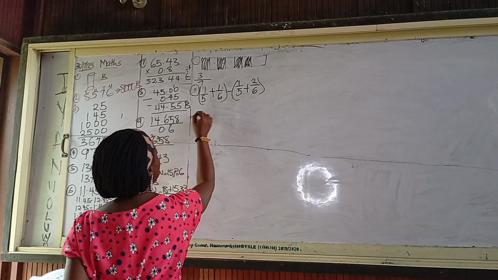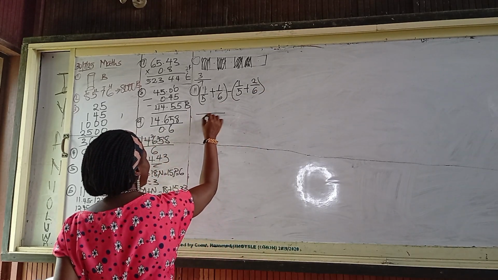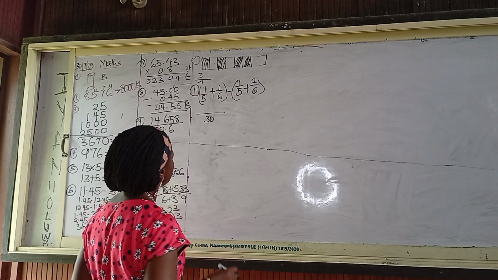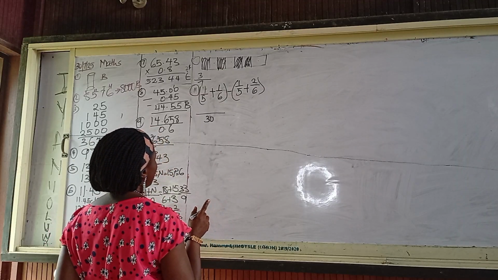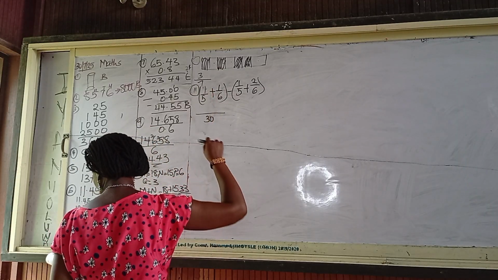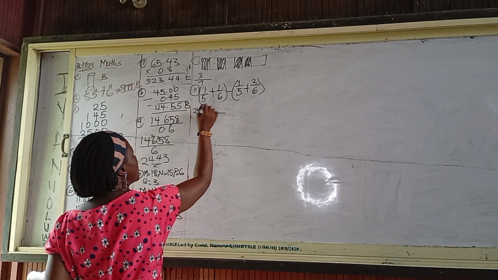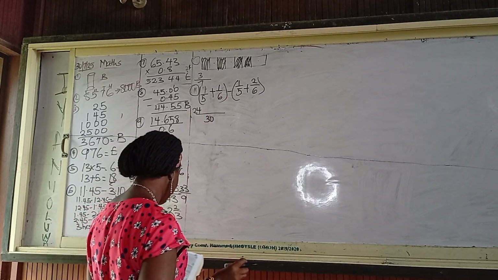Let's find the LCM. LCM of 5 and 6, that is 30. How many times will 5 go in 30? That is 6 times. 6 times this, that is 24. How many times will 6 go in 30? That is 5.